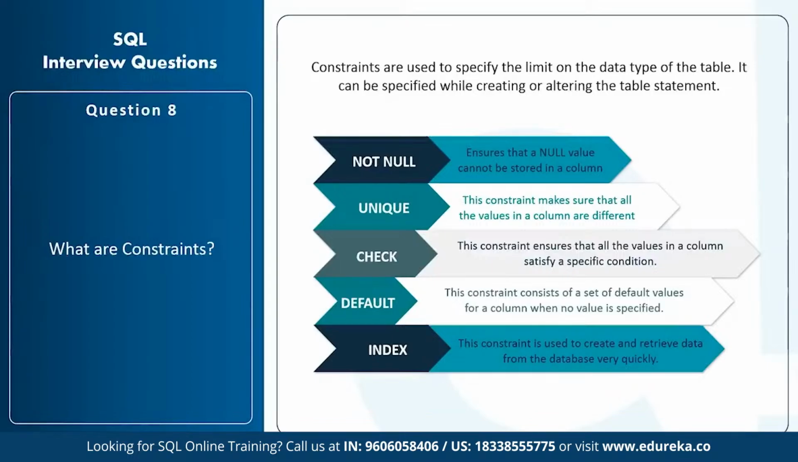Now, there are mainly 5 constraints that you need to understand. That is the not null constraint, the unique constraint, the check constraint, the default constraint, and the index constraint. Now, the not null constraint basically ensures that a null value cannot be stored in a column.